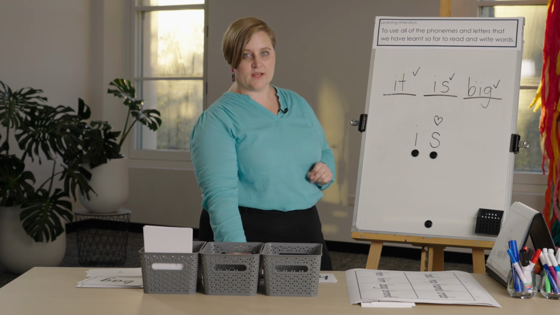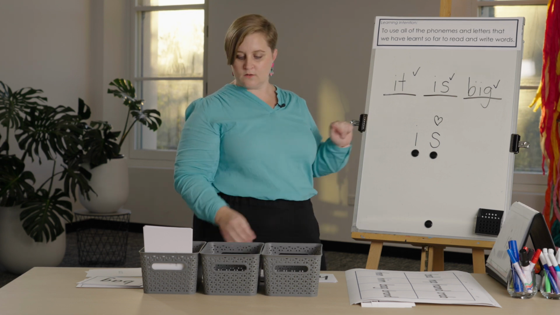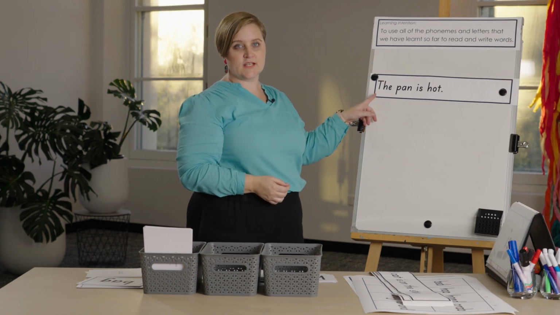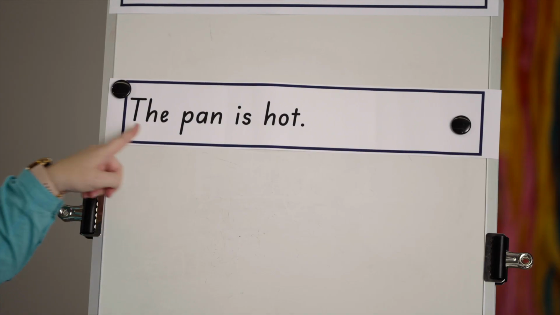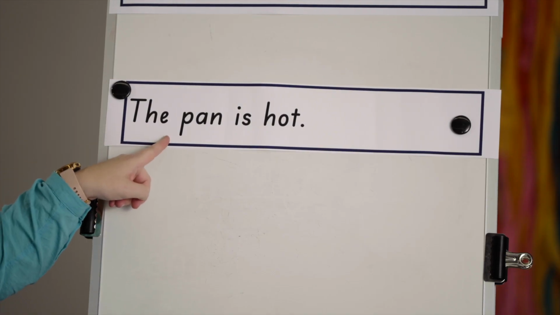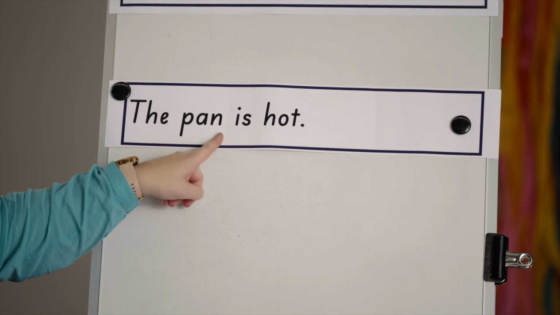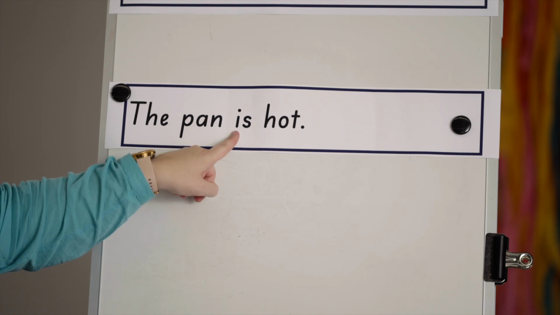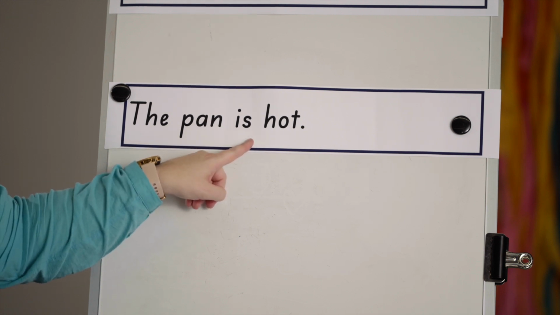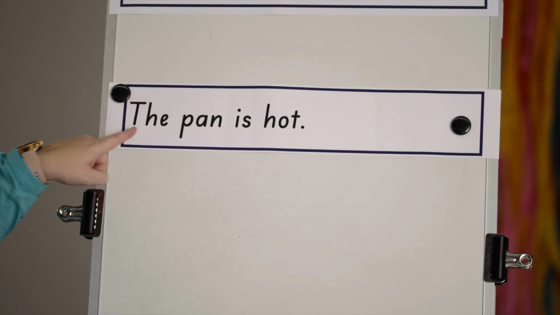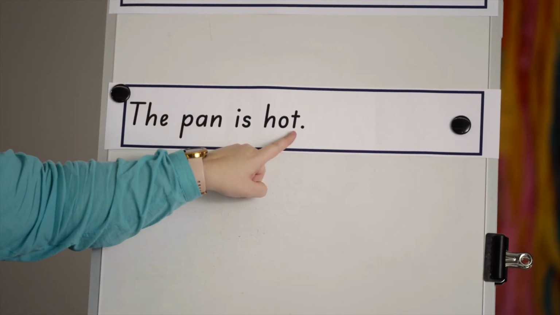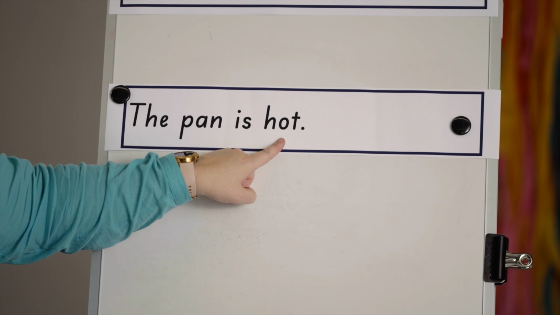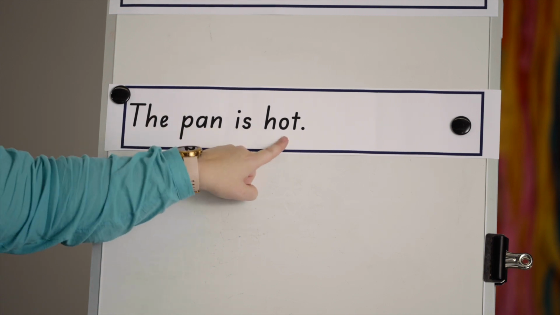Now it's time to do some reading, and I have some new sentences, so I'll clean my board. This is our first sentence. Let's read this one together. This is a tricky word. The. That's right. Let's sound out the next word. P-A-N. Pan. Back to the beginning. The pan. We've just learnt this word. What is this word? Is. Good job. Back to the beginning. The pan is hot. One more time. The pan is hot. Again. The pan is hot.